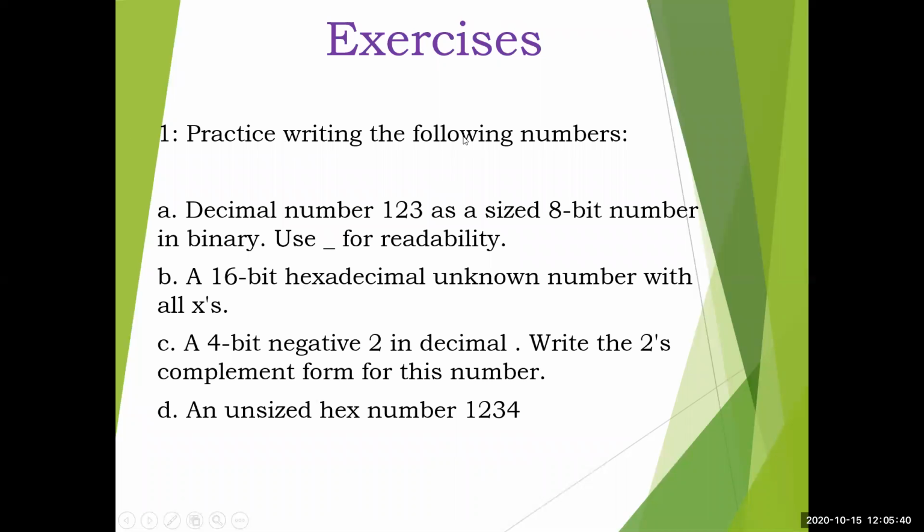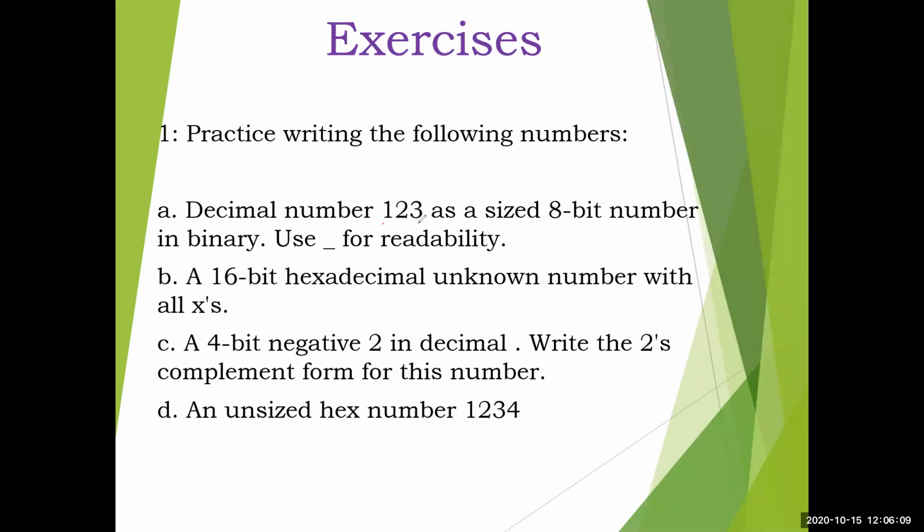First exercise, practice writing the following numbers. First one, decimal number 123 as a sized 8-bit number in binary. You can use underscores for readability. So this is a number specification question. The number is 123, the base format is decimal, and they have also given the size, 8-bit. So how can you write this as an 8-bit 123?